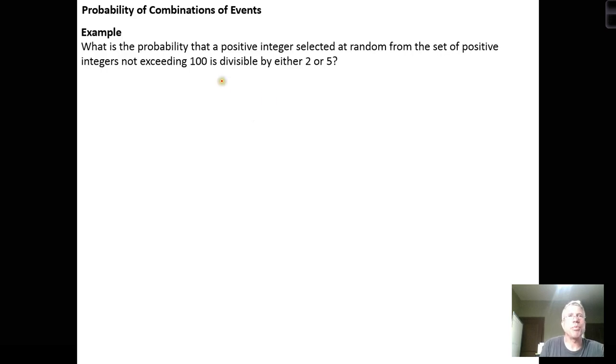So last example. We're going to utilize the previous theorem in this problem. So this guy says, what is the probability that a positive integer selected at random from the set of positive integers not exceeding 100, which means we can include the 100. So S, the sample space, is going to be the positive integers up through 100, and there are 100 positive integers 1 through 100, so the size of the sample space is 100. And it says, what is the probability that one of these integers in this set is not divisible by 2 or 5?